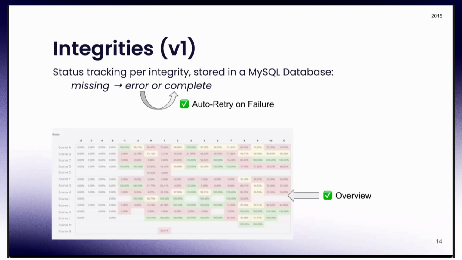This allows us to identify and track a status per integrity, which we stored in a MySQL database. In the beginning, an integrity would be missing because we didn't crawl it yet. Now, ideally, after a while, and ideally before deadline, it is complete. But if not, there will be some kind of error status. And the beauty of all this is that we now have an overview, and we can even auto-retry on failures because we now have a pretty granular process.